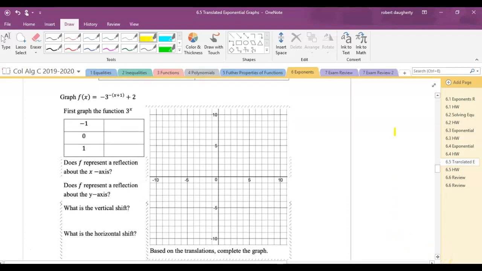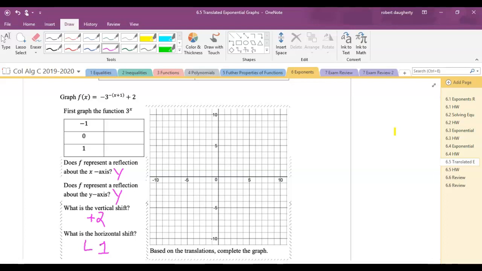Okay. So let's look at this guy. So my original function is 3 to the x, and I'm trying to graph this guy right here. Okay. Has it been reflected about the x-axis? Yes. Okay. Did it reflect about the y-axis? Yes. Did it move vertically? Yeah, it moved up 2. Did it move horizontally? Where did it move? To the left by 1. Okay. Now, how do we graph this function?